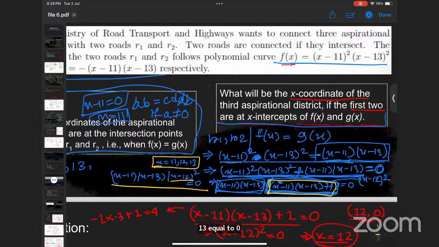I think I don't need to calculate this. It's pretty simple. Okay, so we got the roots as 11, 12, and 13. I think up to this is fine.